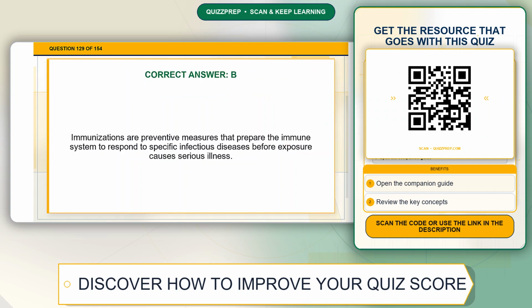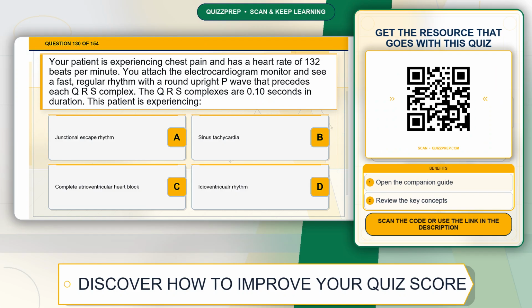Explanation. Immunizations are preventive measures that prepare the immune system to respond to specific infectious diseases before exposure causes serious illness. Question 130. Your patient is experiencing chest pain and has a heart rate of 132 beats per minute. You attach the electrocardiogram monitor and see a fast, regular rhythm with a round upright P wave that precedes each QRS complex. The QRS complexes are 0.1 seconds in duration.